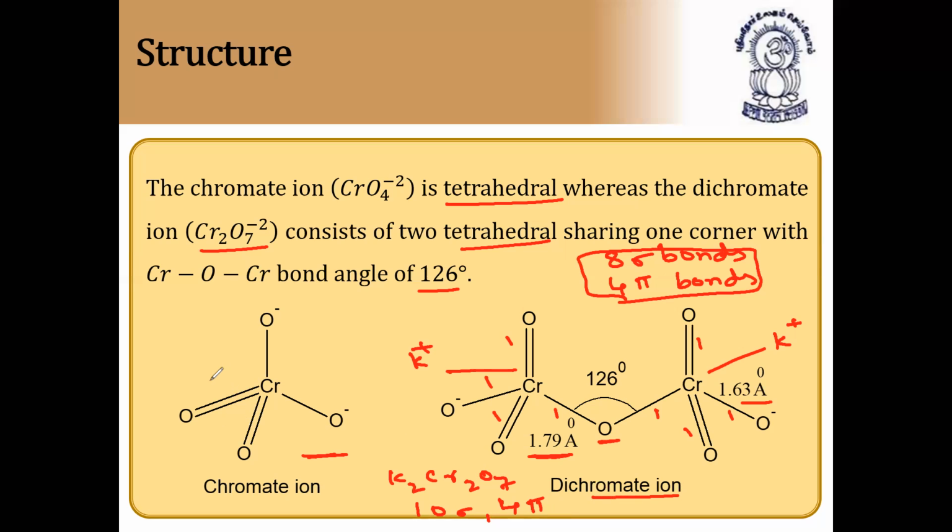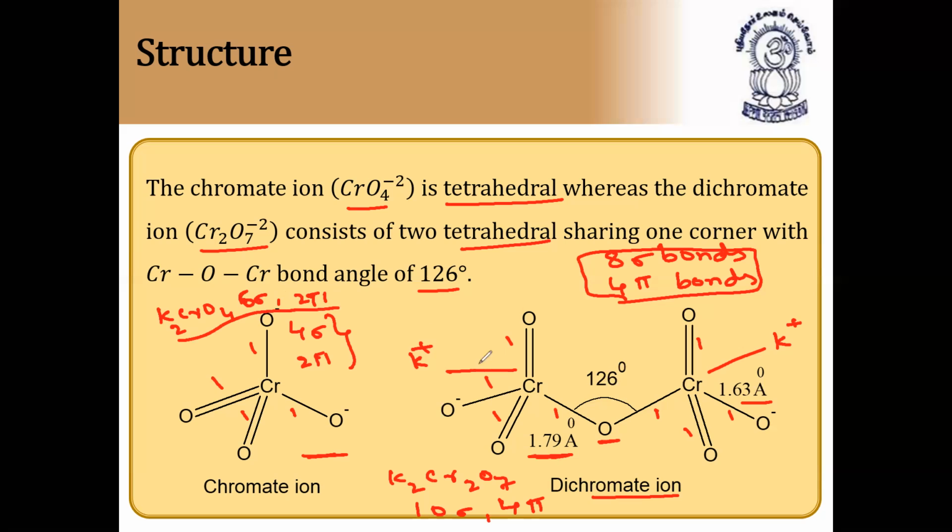Similarly for the chromate ion, it is 1, 2, 3, 4. So 4 sigma bonds and 2 pi bonds. Chromate ion consists of 4 sigma bonds and 2 pi bonds. Suppose they ask about potassium chromate, that is K2CrO4. Then it is 6 sigma bonds and 2 pi bonds, the 2 pi bonds as it is.